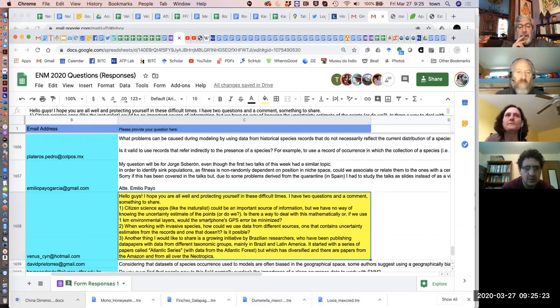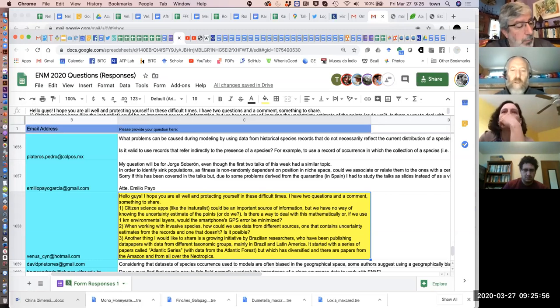So the first one asks about citizen science apps like iNaturalist, that they could be important sources of information. And because they do have some level of verification for some species, that might be just fine. But it says we have no way of knowing the uncertainty estimate of the points, or do we? And the answer is yes, we do. iNaturalist does include uncertainties. But then there's the second part of the question that is, supposing we didn't have those uncertainties, would a smartphone's GPS error be minimized?